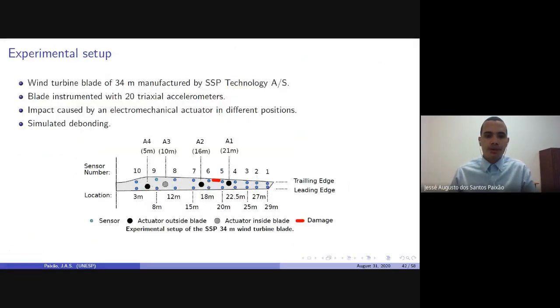In this work, we propose the application to the same data set used by Professor David Garcia, which is a wind turbine blade of 34 meters manufactured by SSP Technologies, AS. And this structure was instrumented with 23 axial accelerometers positioned in the trailing edge and also in the leading edge. And it was instrumented with an actuator to generate an impact into the structure. The actuator was positioned in different positions, A4, A3, A2, and A1. And the damage was simulated here by the debonding of the trailing edge between the sensors 5 and 6.